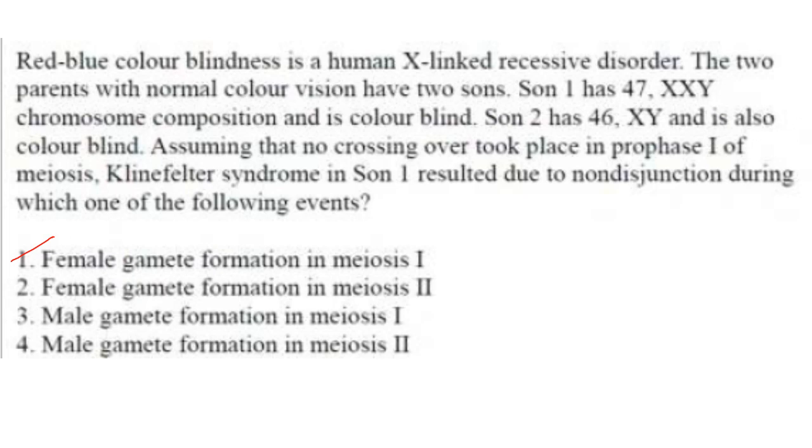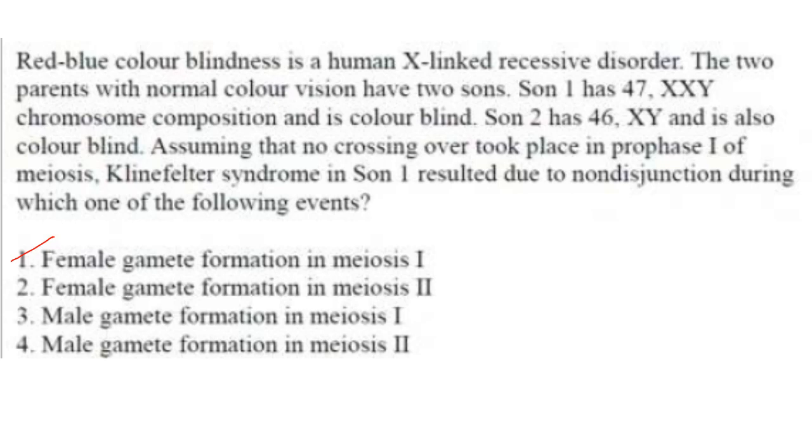The next one. Red-blue color blindness in humans is an X-linked recessive disorder. The two parents with normal color vision have two sons. Son 1 is 47XXY chromosome composition and is colorblind. Son 2 is 46XY and is also colorblind. So one son is not normal. The other son is normal, that is why XY, and both of them are colorblind.